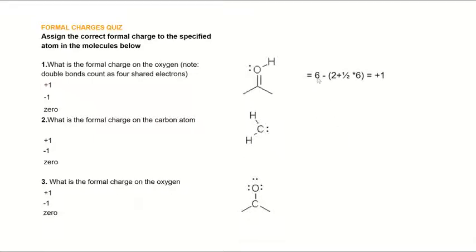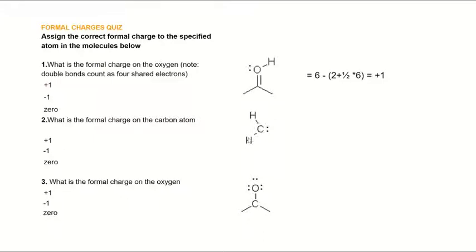Oxygen has 6 valence electrons. Then in this case, it has 2 lone electrons. And then 2, 4, 6 bonding electrons. So the double bond here and the single bond to the hydrogen counts as 6 bonding electrons. So 1/2 times 6 is 3, plus 2 is 5. 6 minus 5 is a +1. So oxygen here has a formal charge of +1.